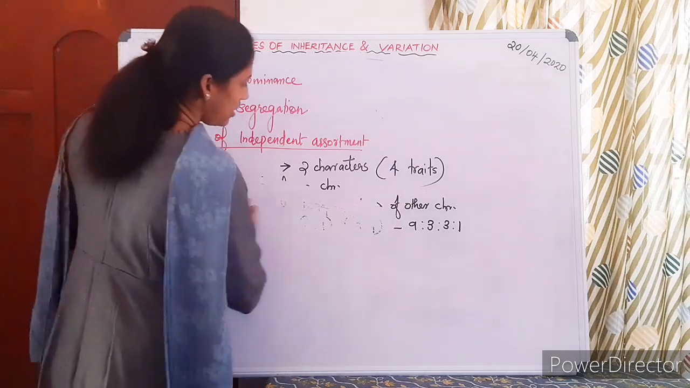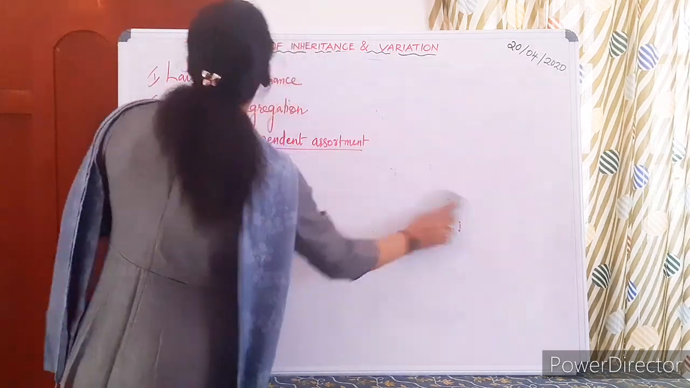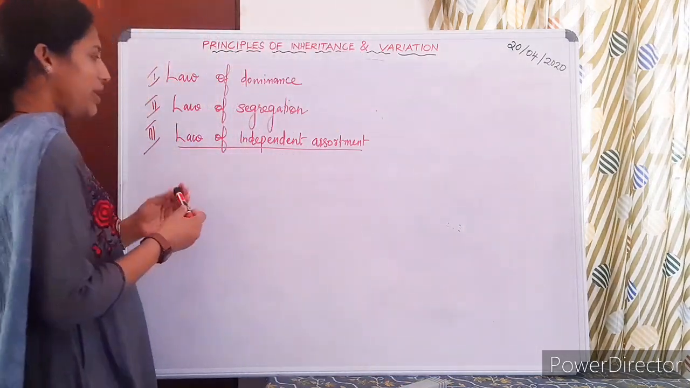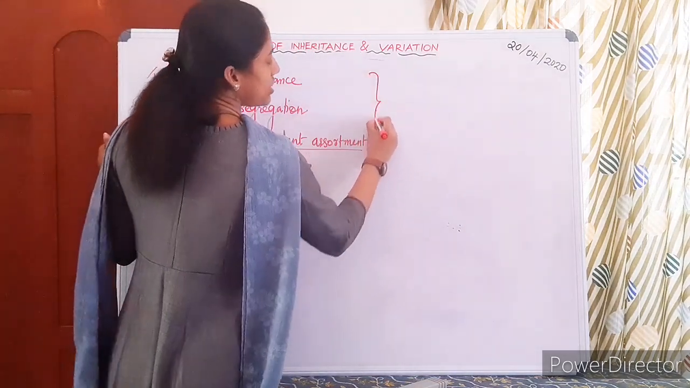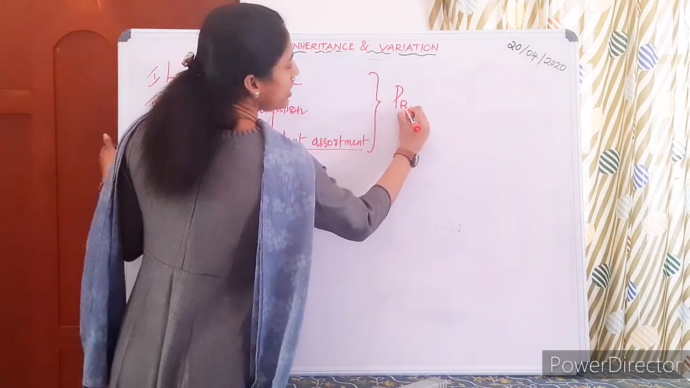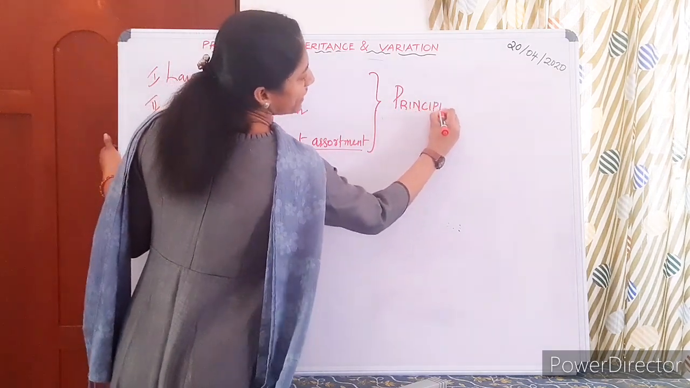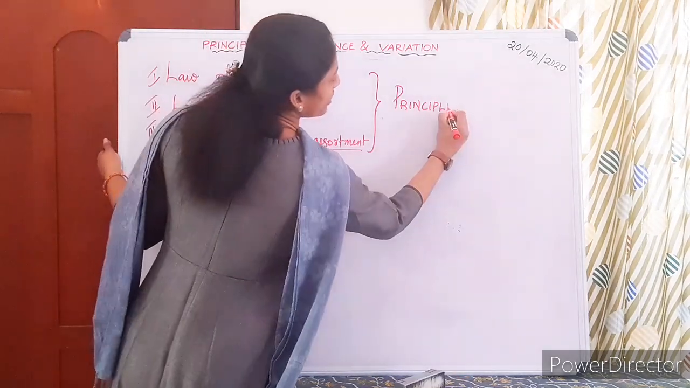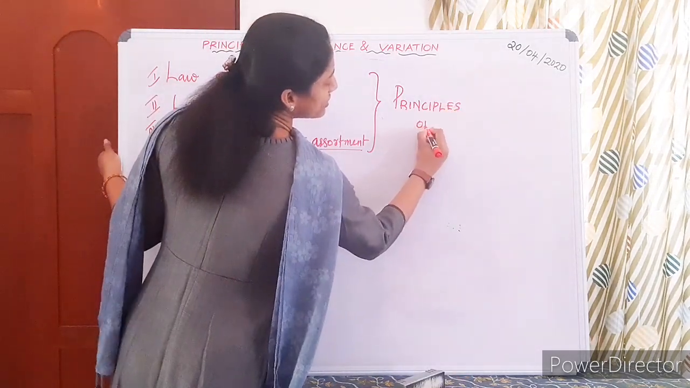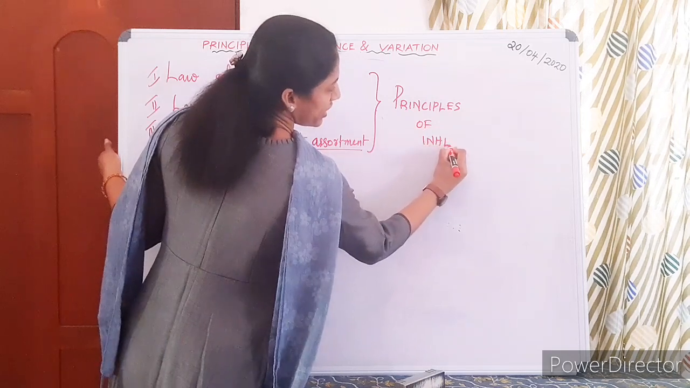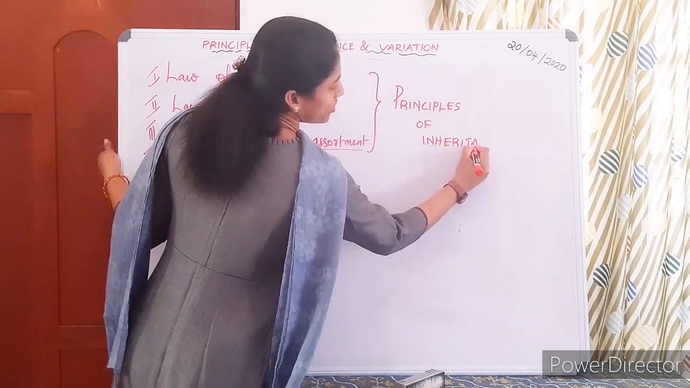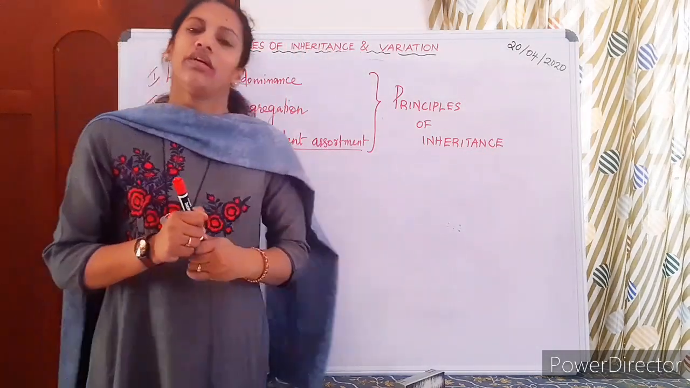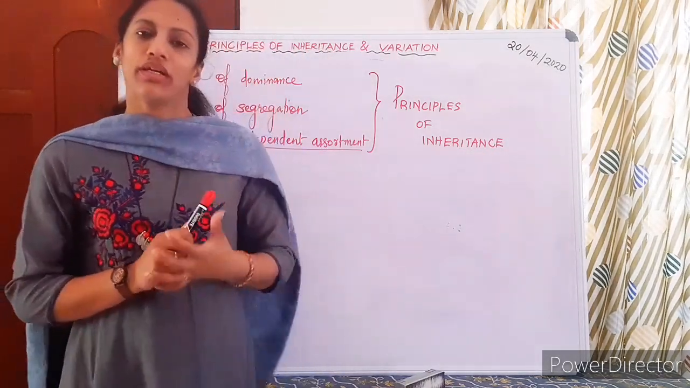I think these three laws are clear for you. Law of dominance, law of segregation and law of independent assortment. All these three laws together we can say Mendel's principles of inheritance. This is a great contribution by Mendel. Even though many of them were criticized, this is considered as a pioneer attempt in genetics.